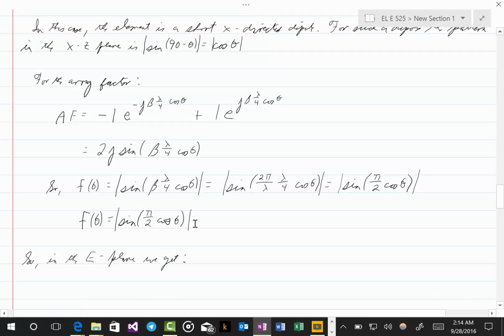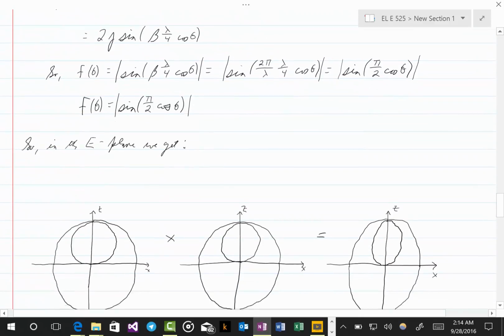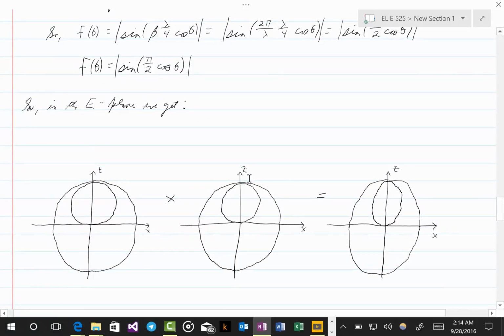So now, when we put that all together, here is the element pattern. This is cosine of theta. Notice that when theta is equal to 0, we go up to 1, and we slowly get smaller until we get to theta equals pi over 2, and of course cosine of pi over 2 is 0. So that explains this graph. And then here is our array factor, which looks quite similar. It is the absolute value of sine of pi over 2 cosine theta.